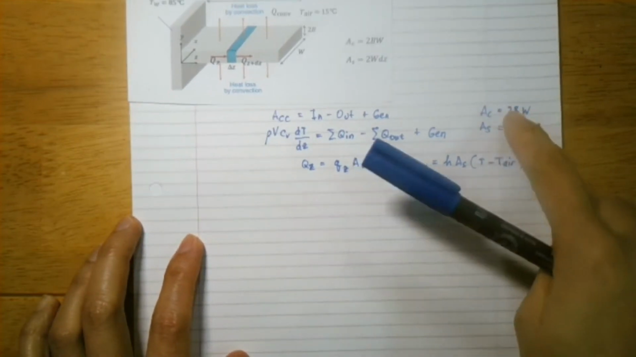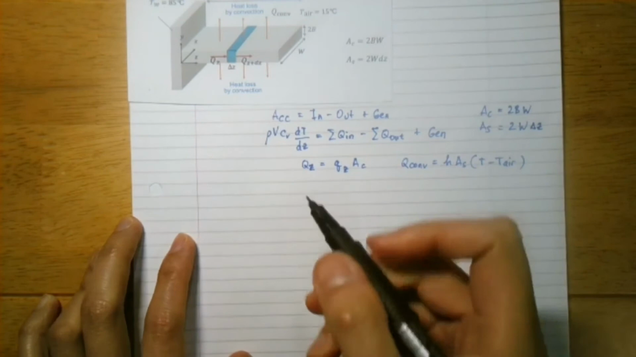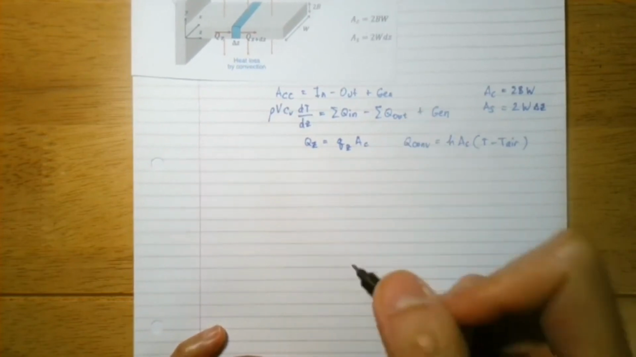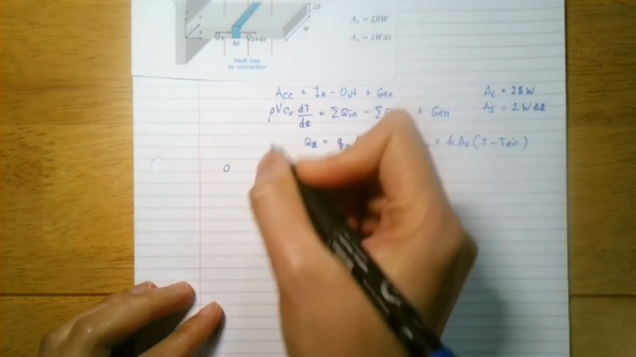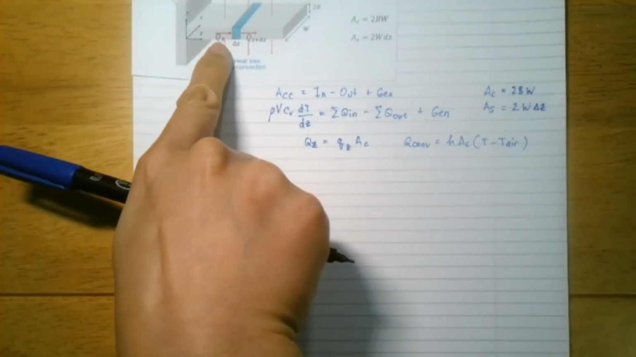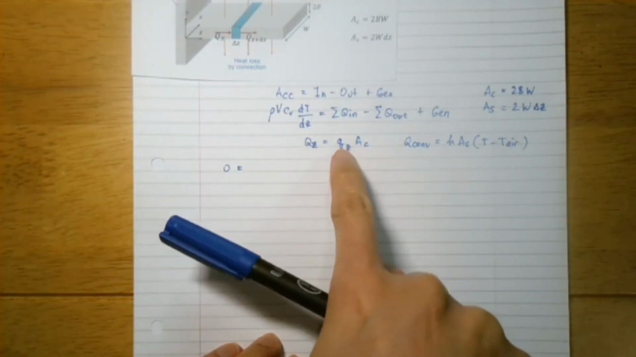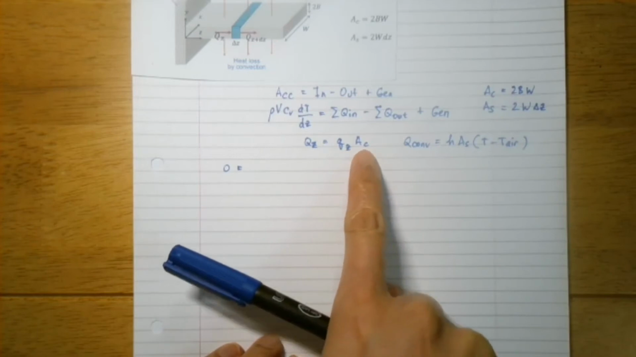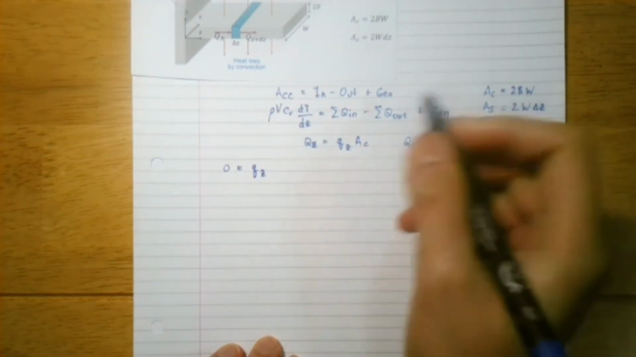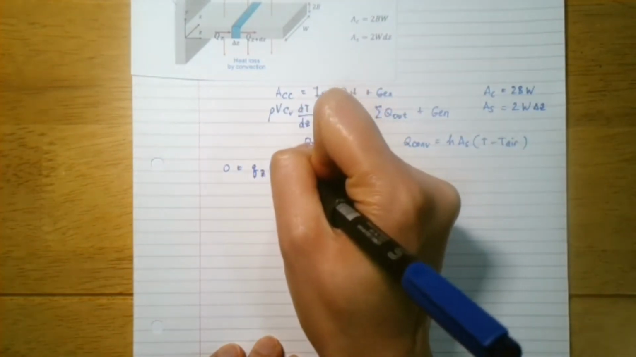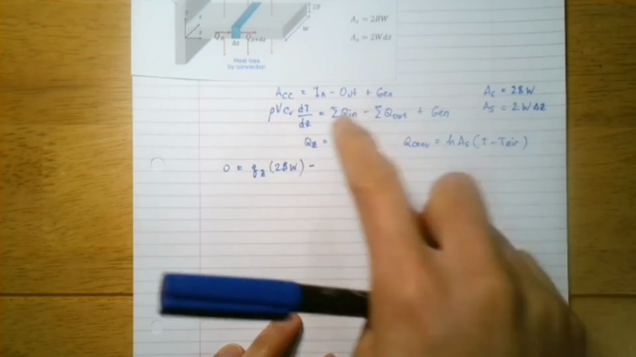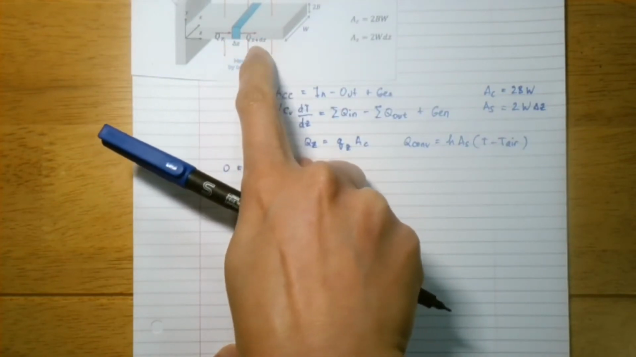Okay, so now we can substitute these expressions into our balance. So we can drop the accumulation term because we assumed it's steady state. So 0. So Q in, we only have Qz. Okay, and Qz is equal to heat flux at z times AC. So we can write Qz, and AC is 2BW. Okay, so minus Q out. So Q out is this, Qz plus delta z.